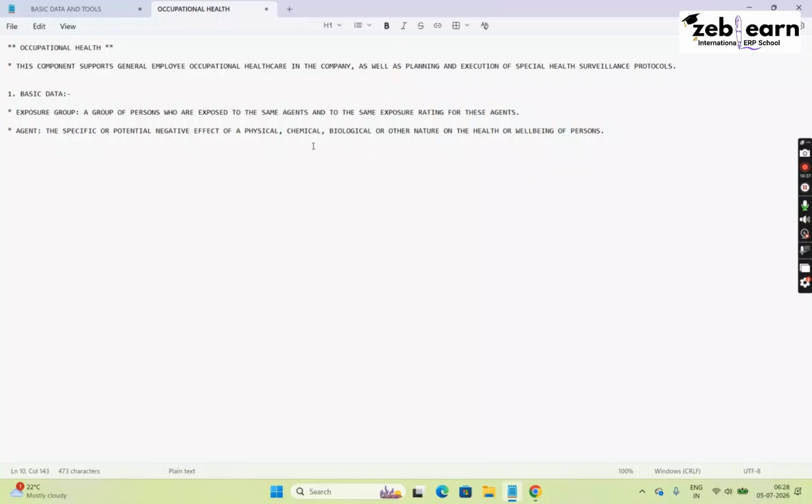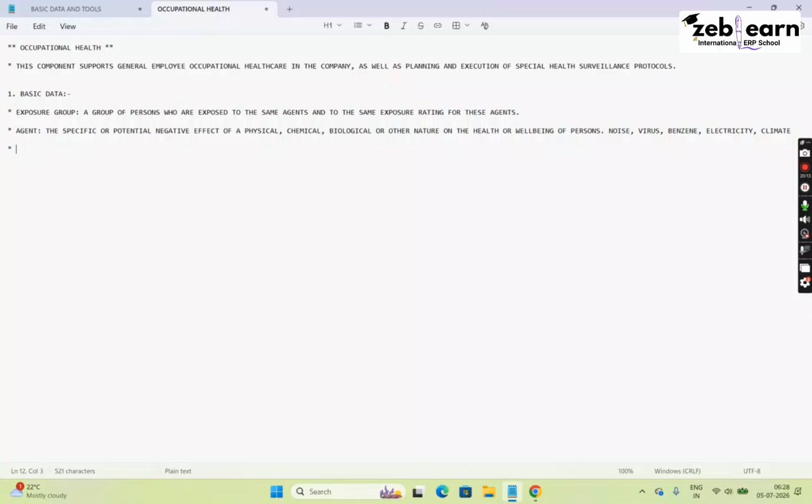So some examples can be noise, a virus, benzene. Benzene is a chemical, okay, or electricity, or it can be anything, even climate. Because too hot climate and too cold climate are also nothing but agents. Okay, so that is an agent, or in short, you can call it a hazard.